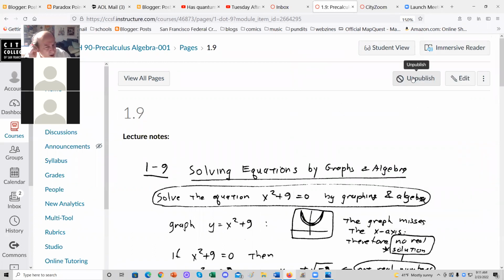Okay, today we do 1.9 and 1.10. In 1.9, we solve equations by graphs and by algebra. And in 1.10, we talk about direct, inverse, and joint variation. We begin. So let's start with an equation.